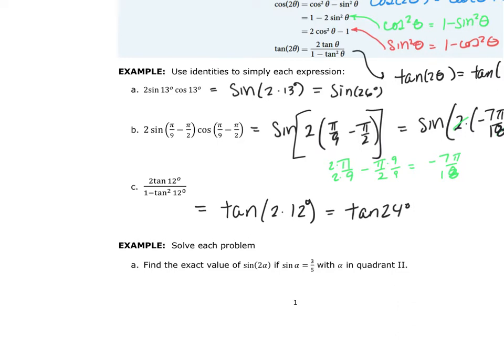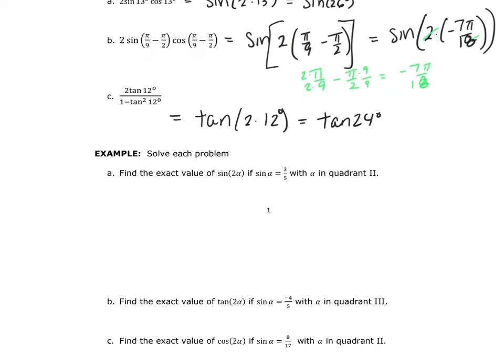Now, if they're asking me to find the exact value of sine of 2 alpha, with the sine of alpha being 3/5, then I'm going to do like we did in the sum and difference. I'm going to figure out all of the x, y, r parts. So alpha is in quadrant number 2, which means the r value is going to be 5, the y value is going to be 3, and the x value is going to be the square root of these.